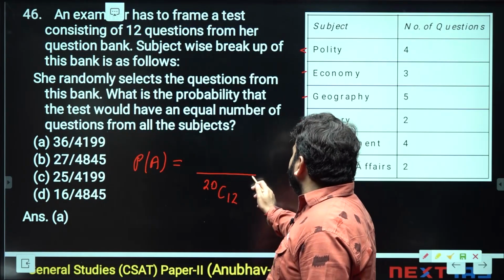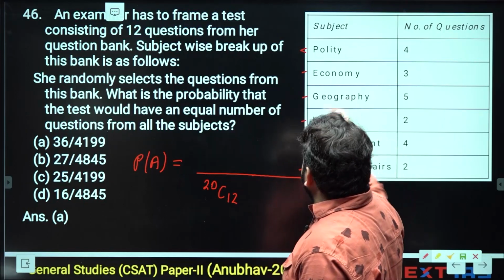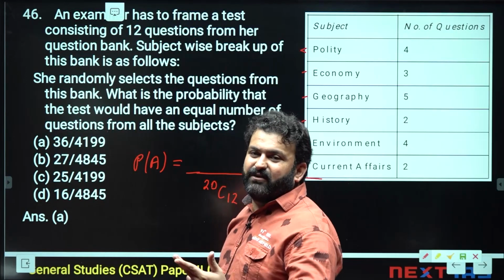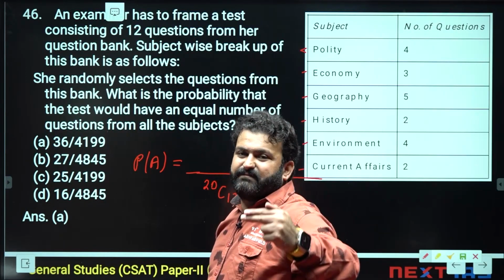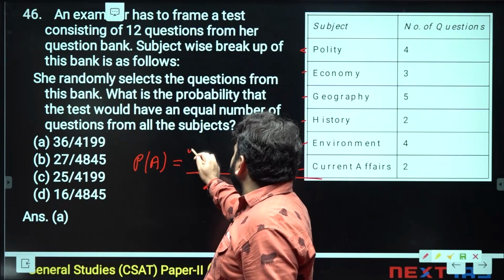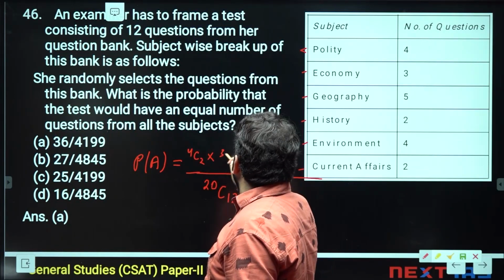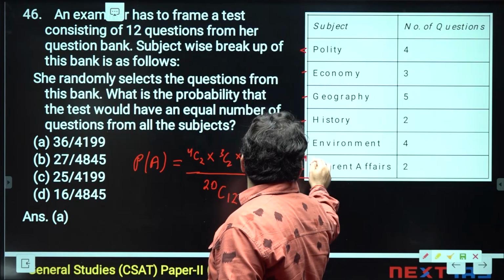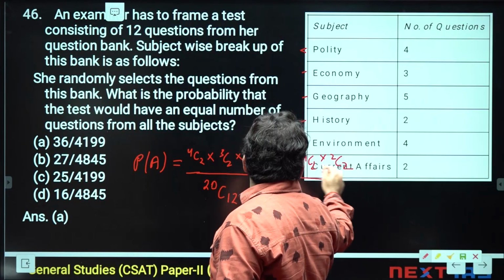And then favorable outcomes. Favorable outcomes first में, so 12 questions and equal number of questions from each test, यानी कि 6 total subjects हैं, तो 2 each. So from each you have to select 2. So 4C2 into 3C2 into 5C2 into 2C2 into 4C2 into 2C2.